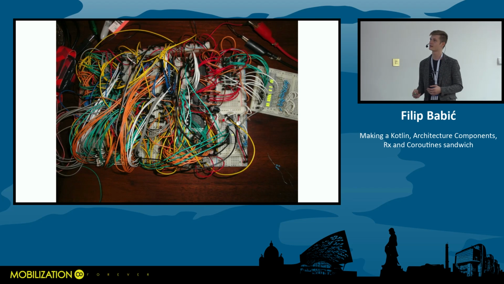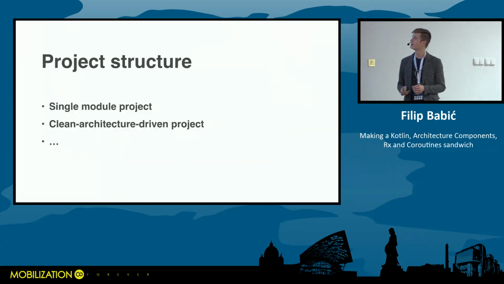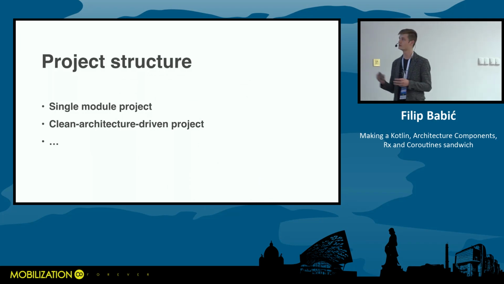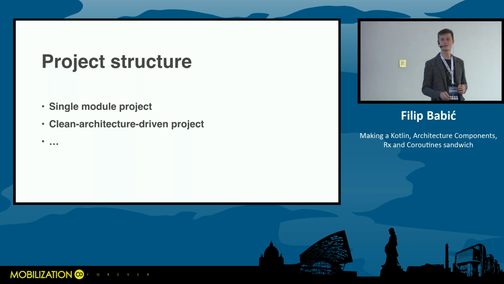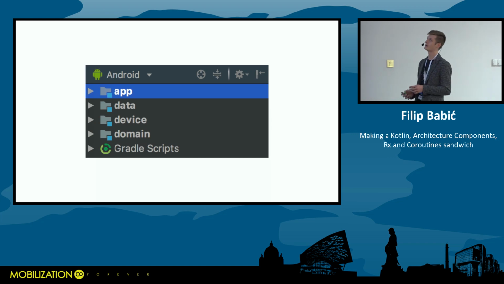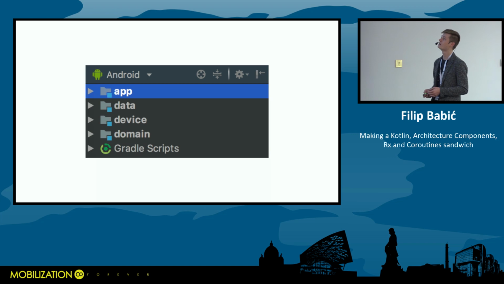So a better approach is clean architecture-driven projects. How many people use clean architecture here? Okay, that's a good part. In Android, it looks like this. So we have the app module, of course. You have to have the app, but you also have data, device, and domain.